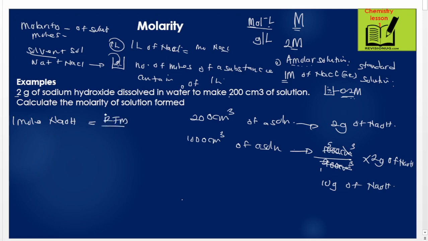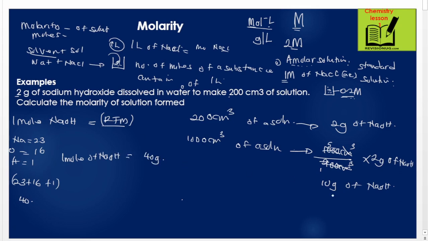Now we don't know its RFM, but we know how to calculate the RFM. So sodium is 23 and oxygen is 16, hydrogen is 1. My dear student, don't cram these ones. These figures are given even on a question paper. Therefore we substitute in, that is 23 plus 16 plus 1. So when we add 23 plus 16, that is 39. Then 39 plus 1, that is 40. Therefore, from our side work we shall say 1 mole of the sodium hydroxide is equal to 40 grams, now the RFM. Then we are going to convert the grams here.